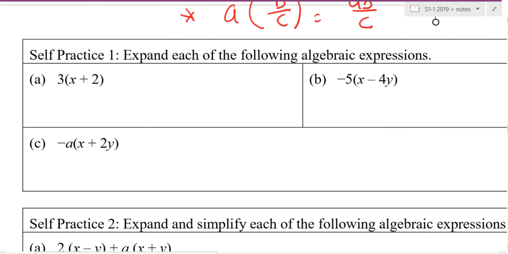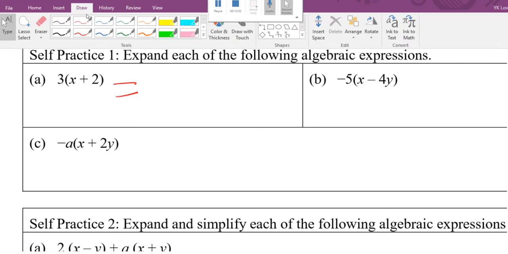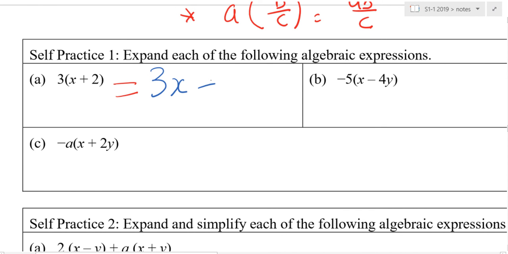Let me check the answer of A. A is the answer 3x plus 6. Do you get that? How do I get 3x plus 6? Very simple. I ask myself, x plus 2, need to distribute or not? Answer is yes. Why? Because it's a plus. Unless it's a multiply, then no need to distribute, just 3 times x times 2. But this is a plus, so need to distribute. Can follow?